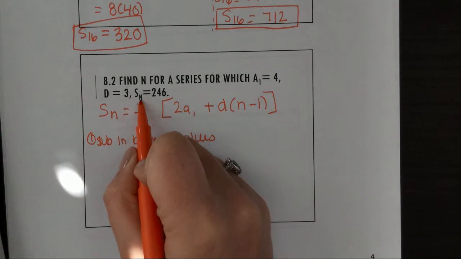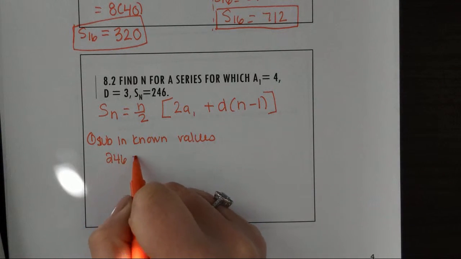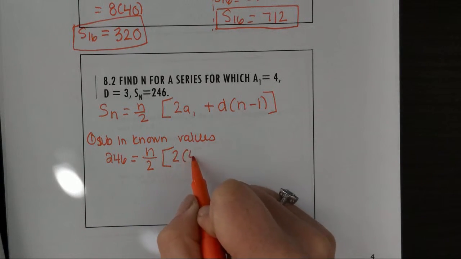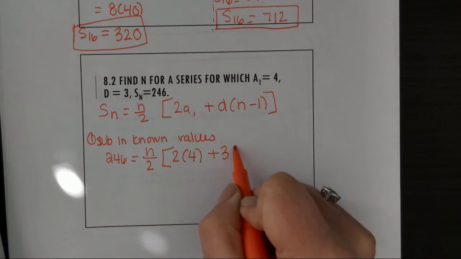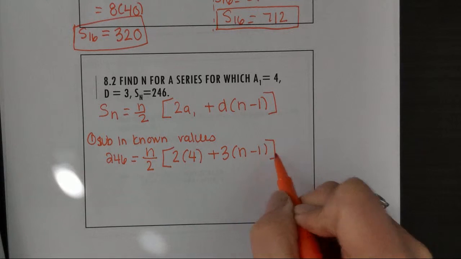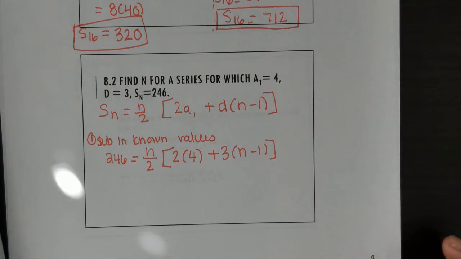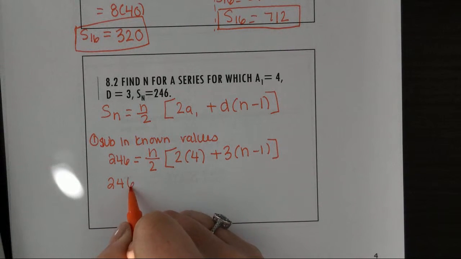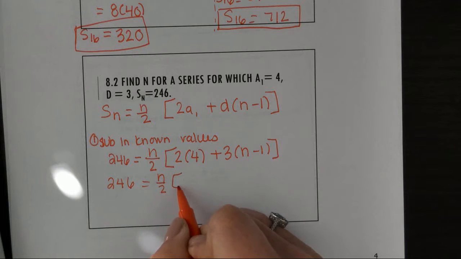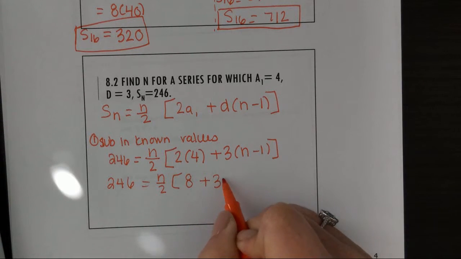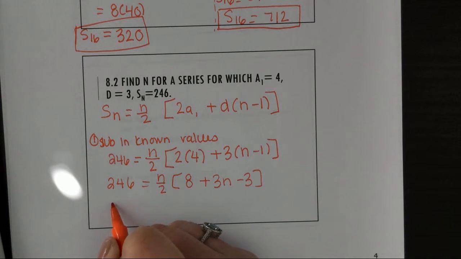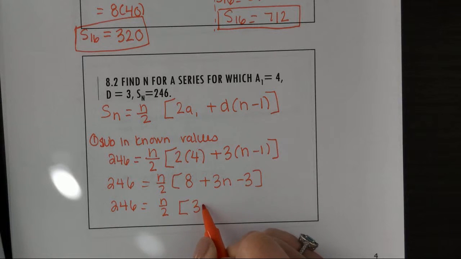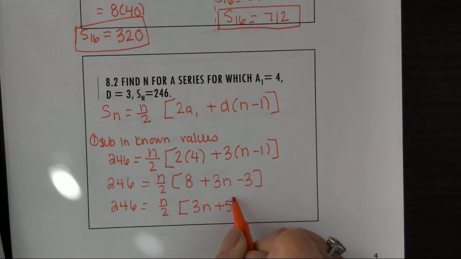We know that the sum is 246. We don't know what n is. So we're going to have n over 2 times 2 times our first term, which is 4, plus 3 times n minus 1. All of the n's are staying as is because we're trying to solve for them. Let's simplify as far as we can go. 246 equals n over 2 times 8 plus 3n minus 3. So this is 246 equals n over 2 times 3n plus 5.